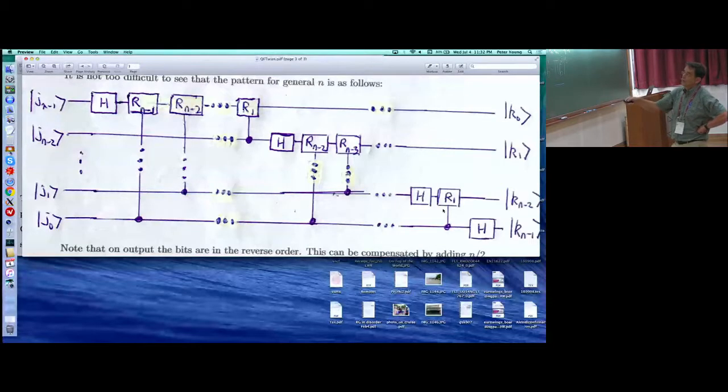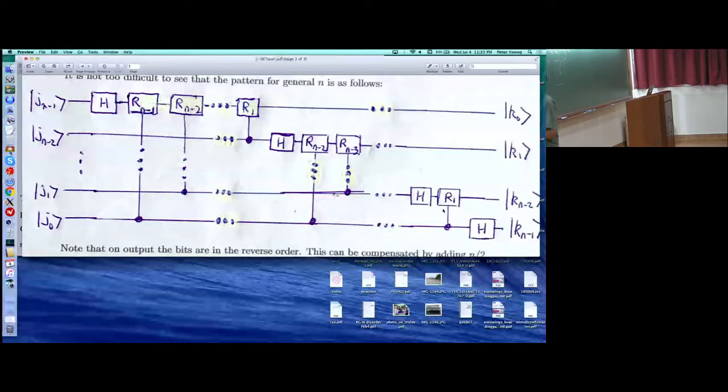And you see that for J0, we just have one Hadamard. For J1, as before, one Hadamard and one control phase gate. For J2, we have one Hadamard and 2 control phase gates. And for J of n minus 1, we have a Hadamard and n minus 1 control phase gates. So this R of n minus 1 just requires a very small phase. So there are n Hadamards here, and something like n minus 1 over 2 control phase gates.